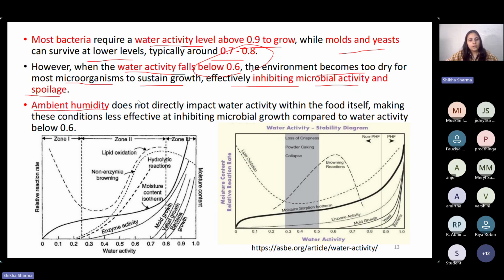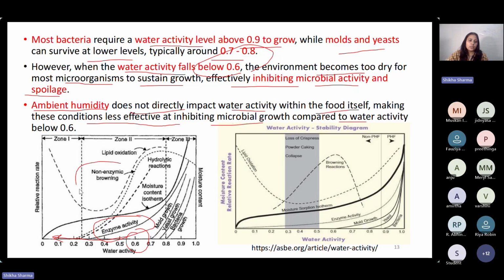So next is ambient humidity. Basically, it does not directly impact water activity within itself, making these conditions less effective at inhibiting microbial growth compared to the water activity below 0.6. So if we see here in this diagram, if water activity is less than 0.6, there is no growth of mold, yeast or bacteria, but we can see enzymatic activity can still happen.